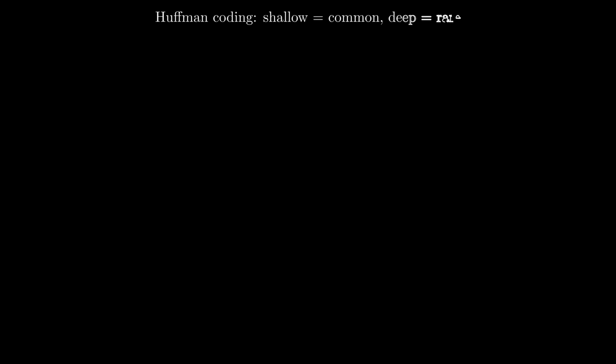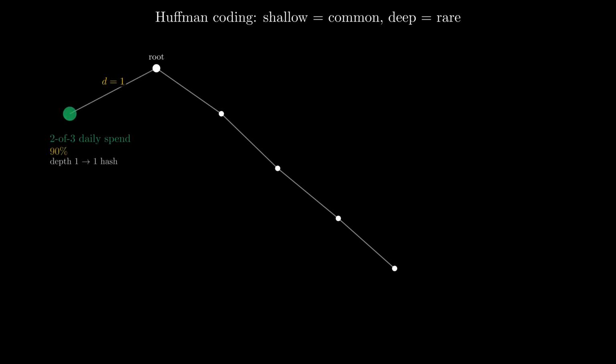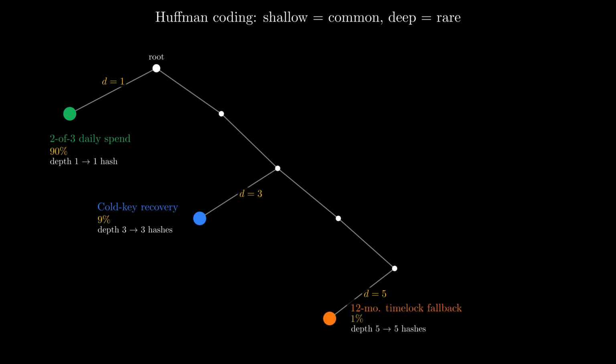You can do even better with Huffman coding, a technique that places frequent items shallow and rare items deep. Put your everyday 2 of 3 multisig at depth 1, 1 hash to spend. Put your monthly code key recovery at depth 3. Put your 12-month time lock fallback, used almost never, at depth 5. Common spends pay almost nothing. Rare spends pay slightly more. Average fees plummet, and the tree shape itself stays hidden.